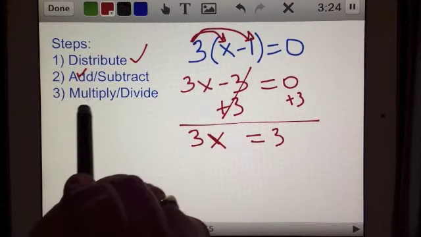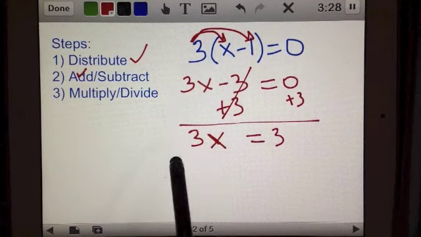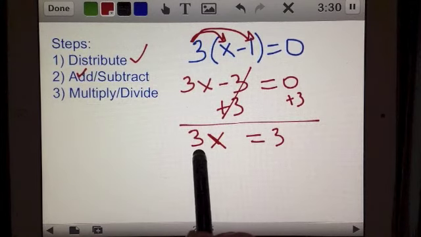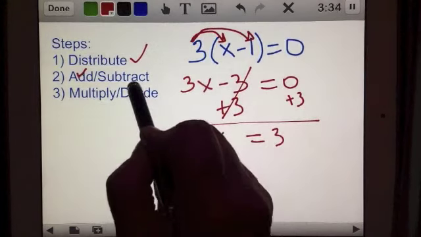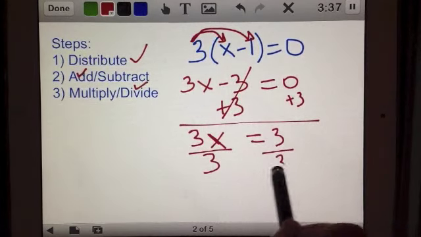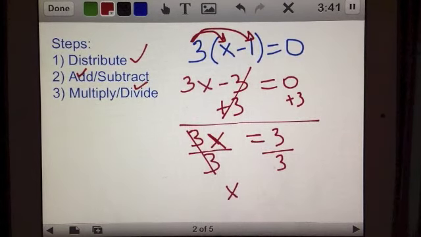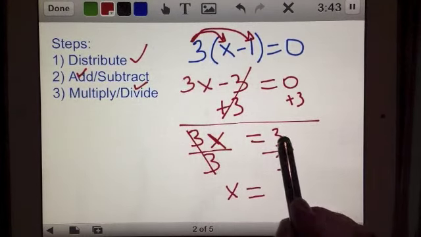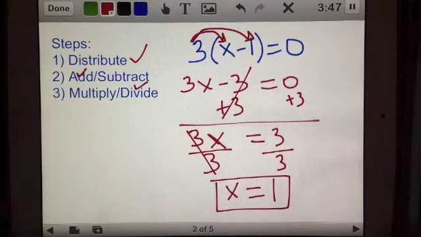So the next step I need to do is either multiply or divide. In order to isolate this x, I'm going to need to divide by 3 on both sides. So I'm dividing by 3. These will cancel out, which will leave me x finally all by itself. And over here, when I do 3 divided by 3, I get 1. So now I know my answer is 1.